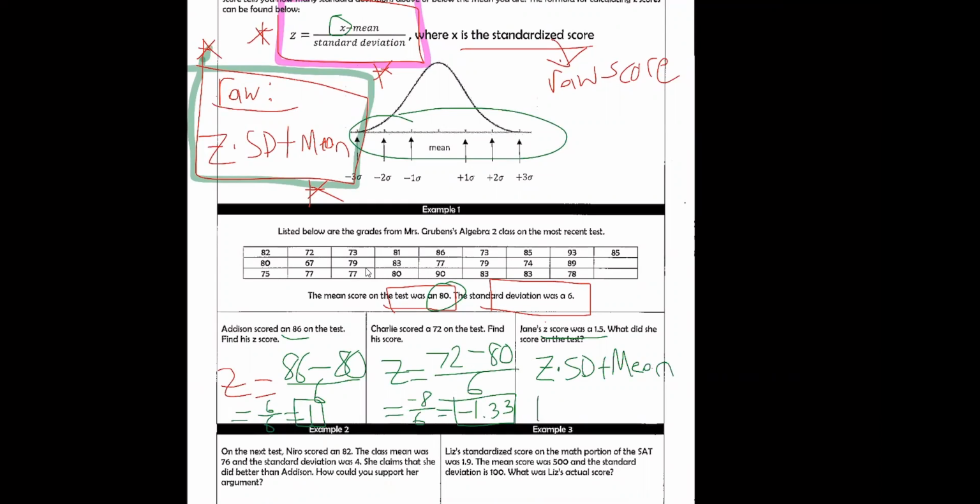So that would be 1.5 times 6 plus the mean, which is 80. And this you can put all in your calculator, no worries.